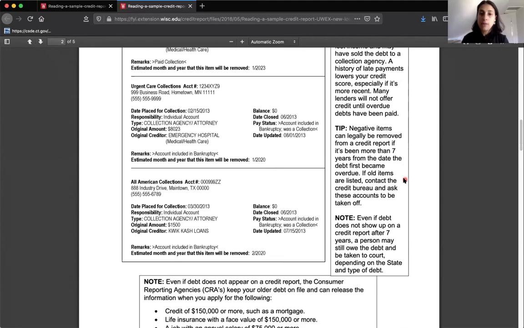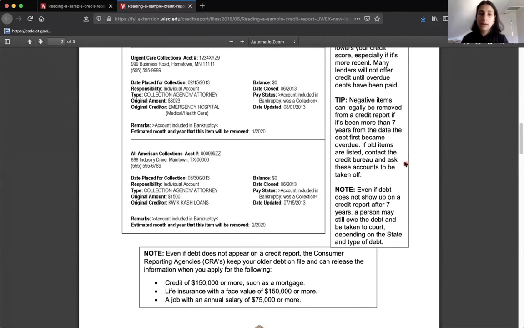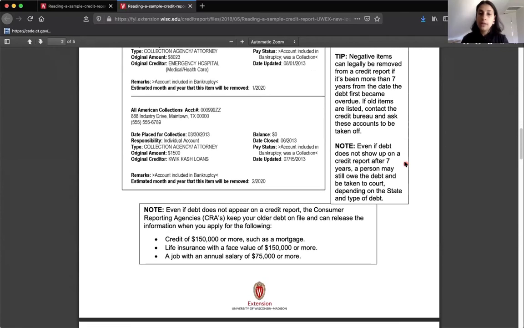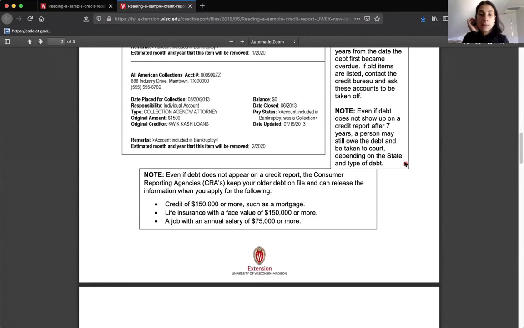Here's a tip: negative items can legally be removed from a credit report if it's been more than 7 years from the date that the debt first became overdue. If there are old items listed, contact the credit bureau and ask that these accounts be taken off. Note that even if the debt doesn't show up on a credit report after 7 years, a person may still owe the debt and be taken to court, depending on the state and the type of debt.